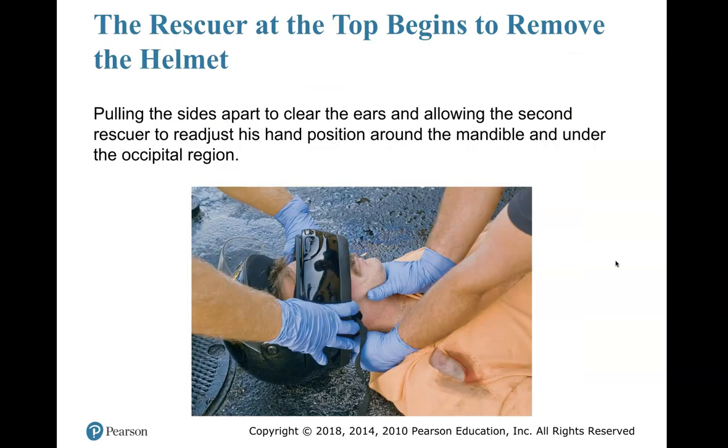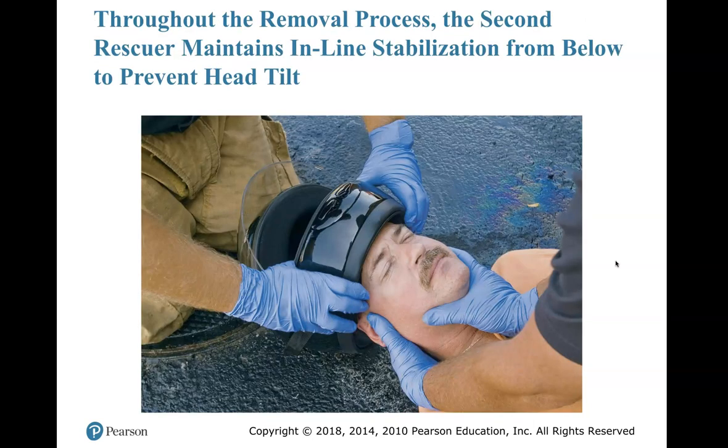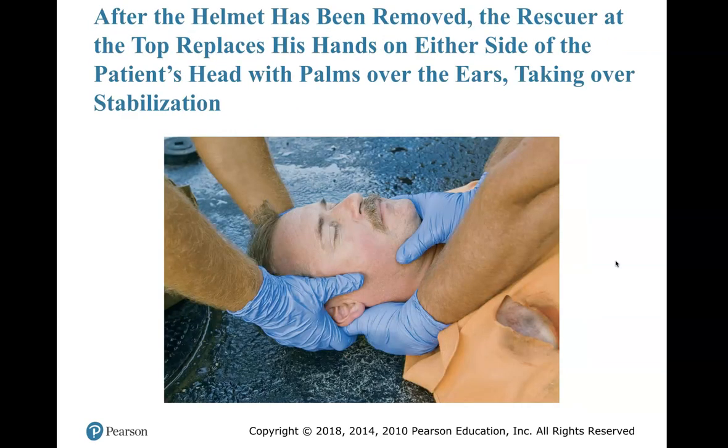The rescuer at the top begins to remove the helmet, pulling the sides apart to clear the ears and allowing the second rescuer to readjust his hand position around the mandible and under the occipital region. This is not going to be a fast, fluid movement. This is going to take you some time so that you do not jeopardize spinal injury. So you need to readjust hand placement, that sort of thing. Take your time. Throughout the removal process, the second rescuer maintains inline stabilization from below to prevent head tilt. After the helmet has been removed, the rescuer at the top replaces his hands to either side of the patient's head with palms over the ears, taking over stabilization.